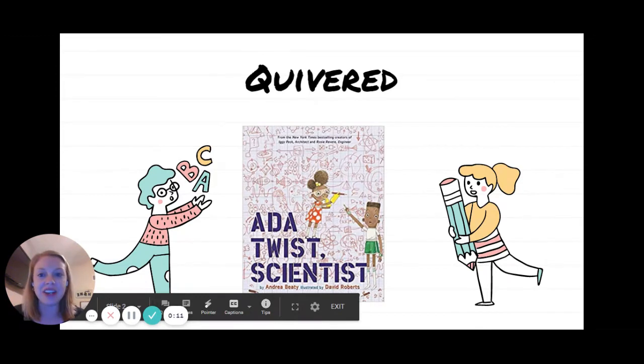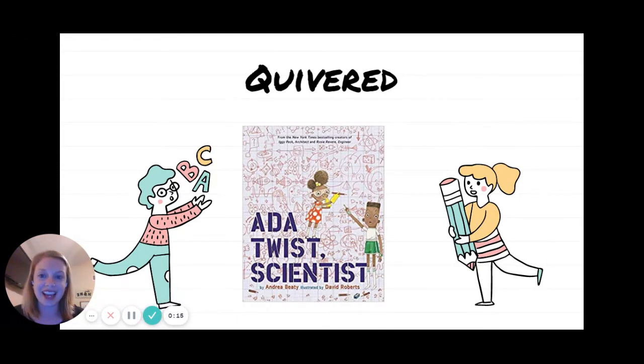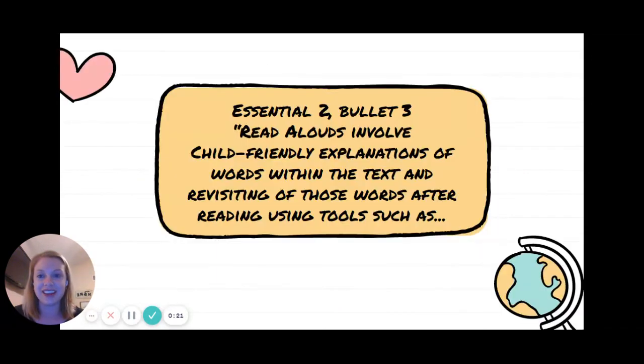You can use high-quality read-alouds to teach vocabulary to your students. In this book, Ada Twist, Scientist, the author uses the word quivered. First, I would tell the students that quiver means to tremble or shake.